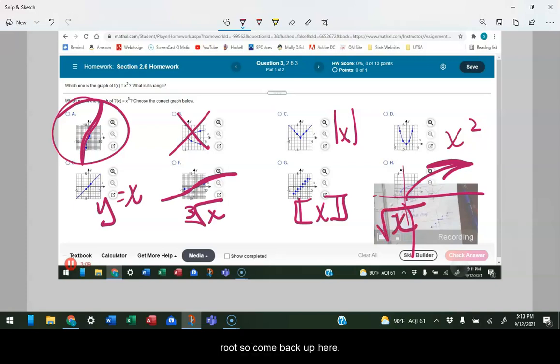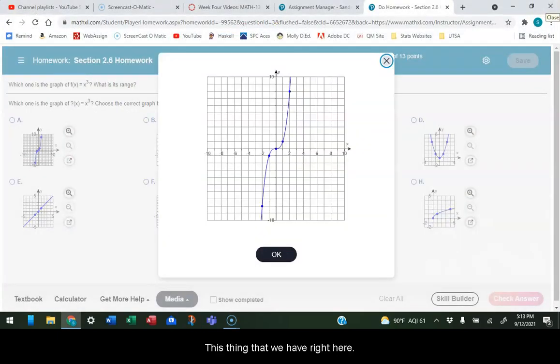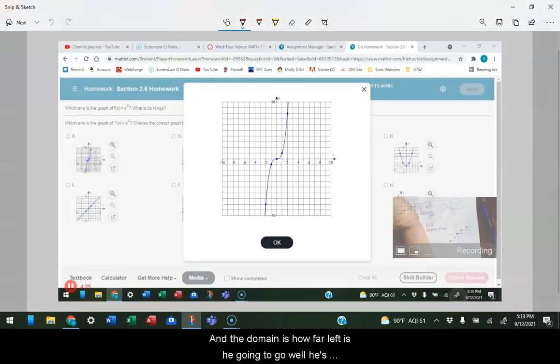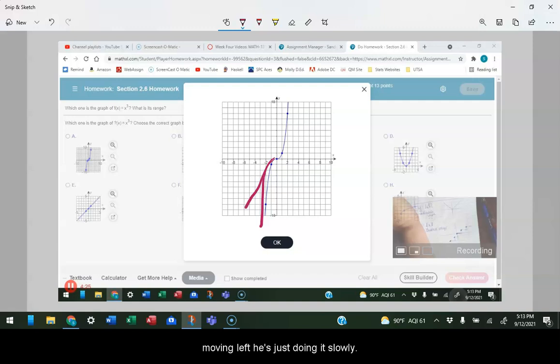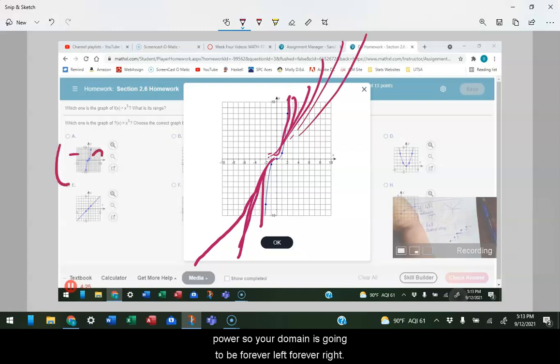So come back up here. What is the domain of this thing that we have right here? The domain is how far left is it going to go? Well, it's moving left, just doing it slowly. That doesn't mean that it never goes forever left. It does. It also goes forever right. So as you get up taller, it's going to be going up taller. So your domain is going to be forever left, forever right.